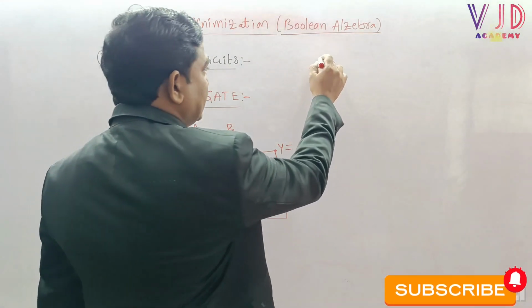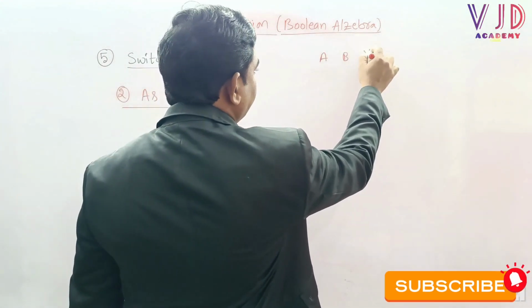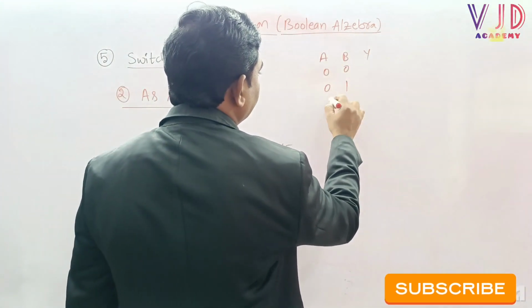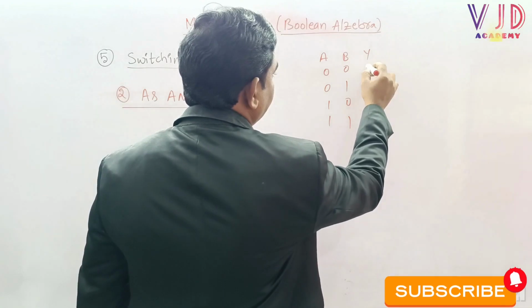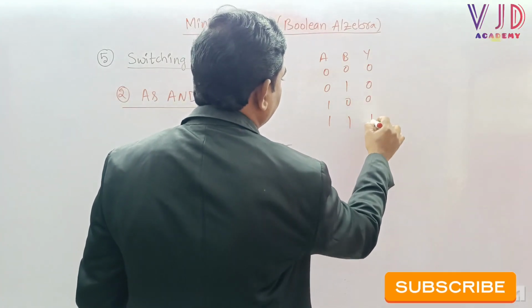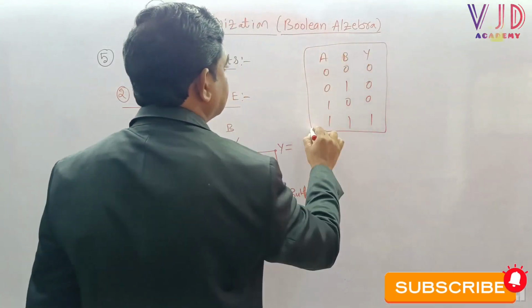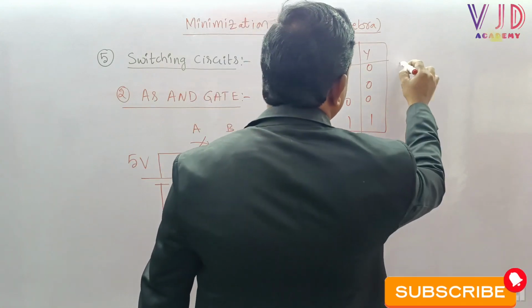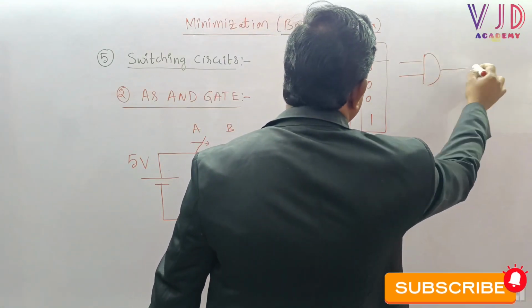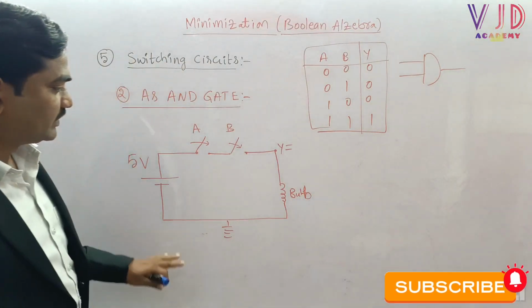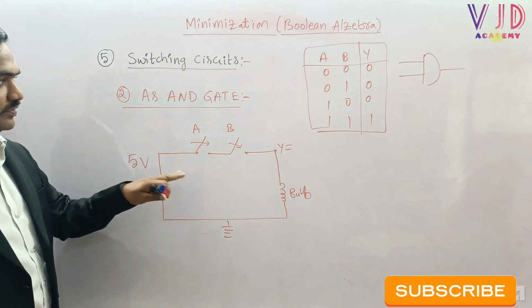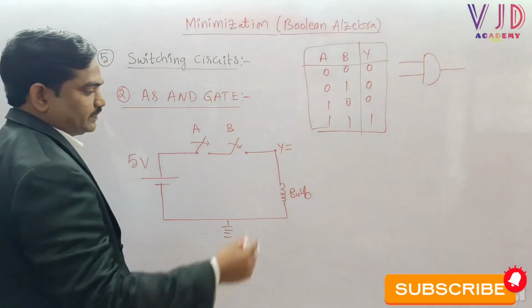We know that for the AND gate, A, B, Y: 0, 0, 0; 0, 1, 0; 1, 0, 0; 1, 1, 1. Here we will get 0, 0, 0, 1 for the AND gate case. Sir, we know the logic gate expression for the AND gate is this. Now let us try to understand with the help of this switch circuit how this truth table is possible.